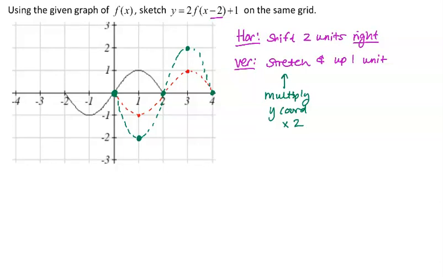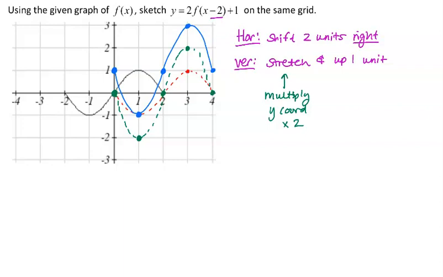Now for our last transformation, each one of these points on the green graph needs to be moved up 1 unit. So this point at 0, 0 moves up 1 unit. At 1, negative 2 moves up 1 unit. Up 1 unit, 1 unit. So this blue graph would be our final answer for this function.